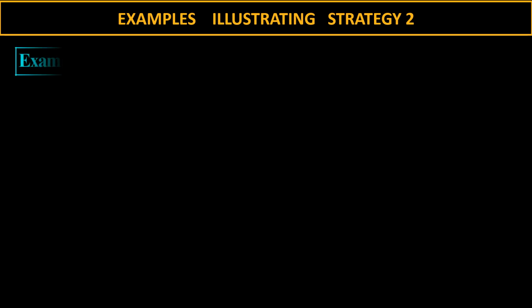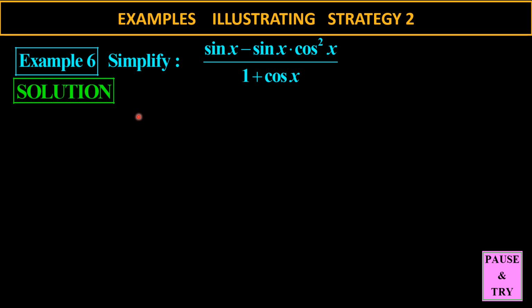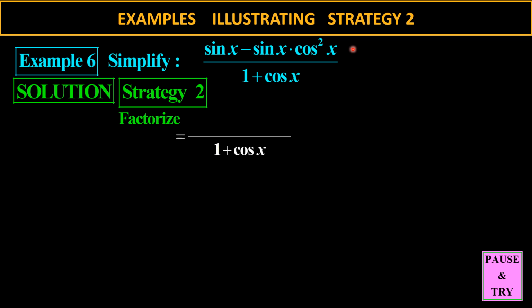Now let's look at another example here. Okay, so first of all, let's see. Are there like terms in the numerator? No. Are there like terms in the denominator? No. Is there anything we can cancel? No. Are there any brackets to remove? No. So strategy 1 cannot be applied. That means I need to try strategy 2. And what is strategy 2? Factorize. Can I factorize the numerator? Yes. What type of factorization? Common factor. There is the common factor.